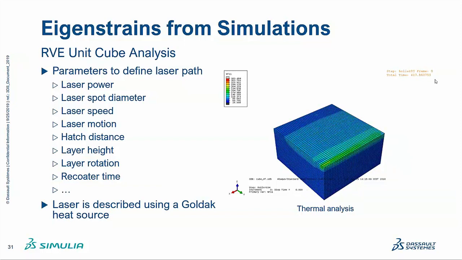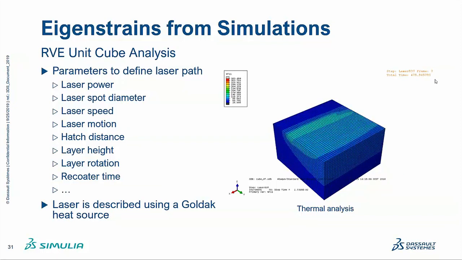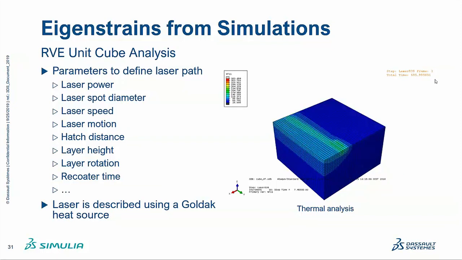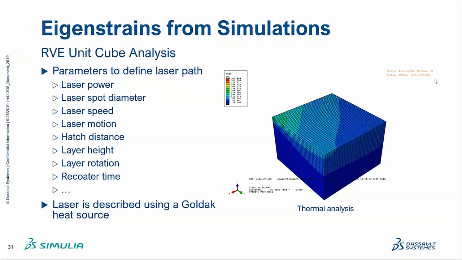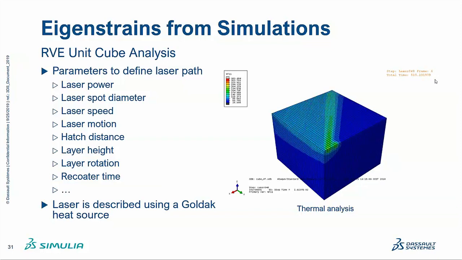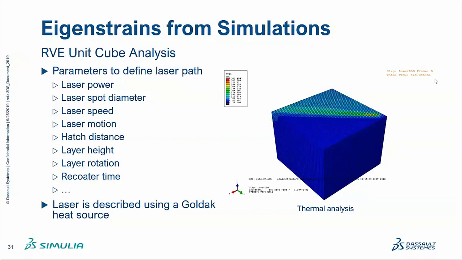If we have a more complex chessboard or a random chessboard pattern, then the representative unit element should of course be sufficiently large. As you can see on the list here, we need to include all the parameters that we would use on the physical machine as well. So the laser power, the spot diameter, the hatch distance, motion, whether it's back and forth or unidirectional or whatever direction, recoating time, because that allows the material to dwell, and so on, and put that into our simulation.